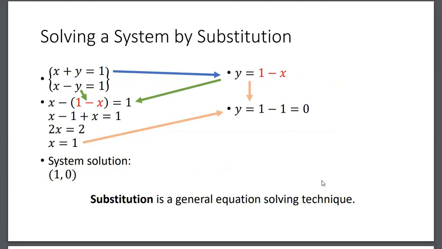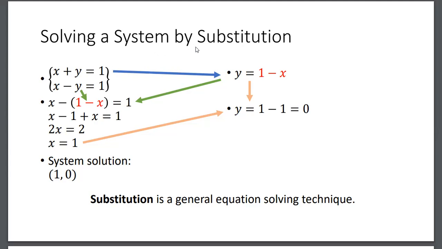Solving a system by substitution. Substitution is a general equation solving technique. A system of equations is two or more, in this case, two equations. That's what those braces mean around them, that it's a system. One is x plus y equals 1. The other is x minus y equals 1. The goal is to find values, ordered pairs of an x and a y, that when you substitute them into the original equations, both equations will be true. The whole system will be solved.